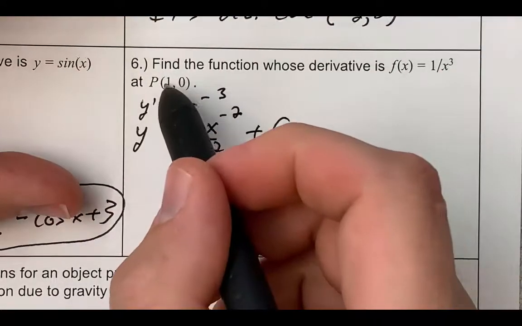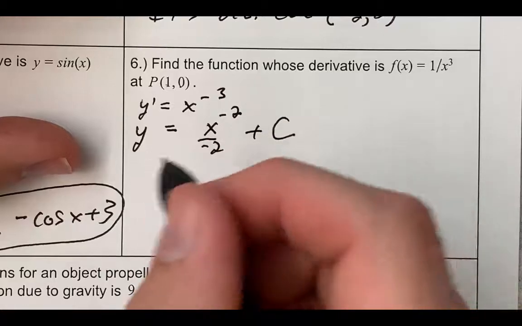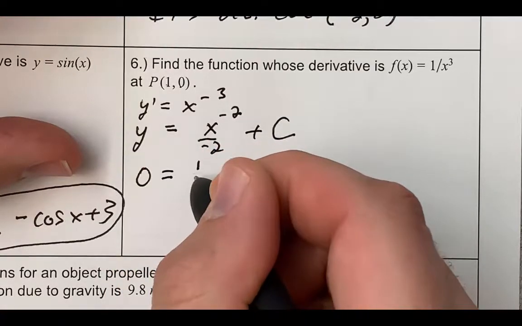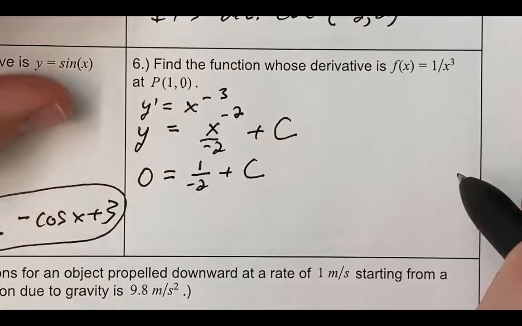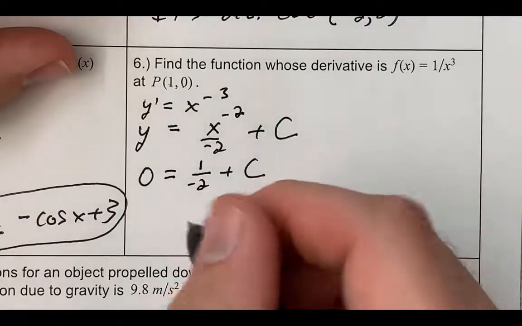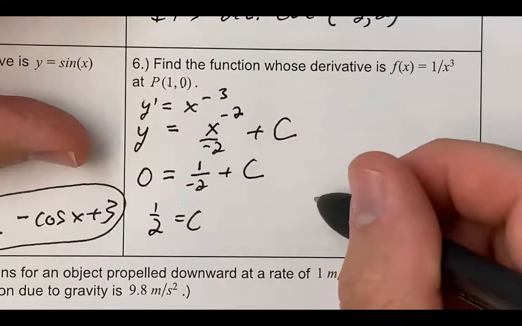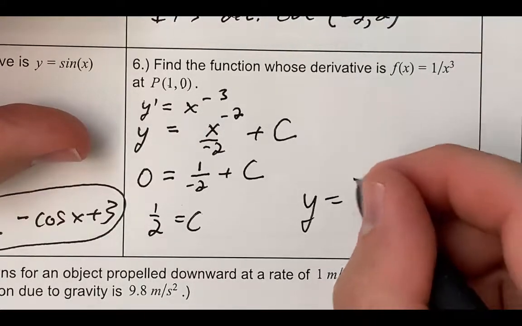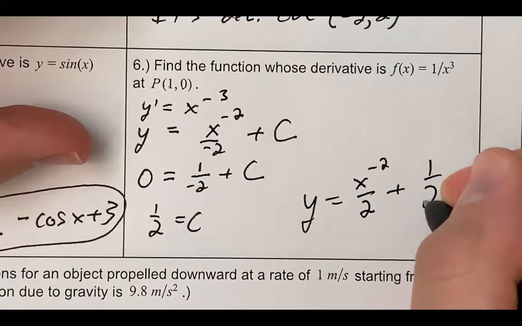Now I know that the point 1, 0 goes through this function, so I can use that to figure out what c is. So I'll plug in 0 for y. I'll plug in 1 for x, so that's 1 divided by negative 2 plus c. And so c ends up being a positive 1/2. Because of that, I can write that my final function is y equals, excuse me, x to the negative 2 over 2 plus 1/2.